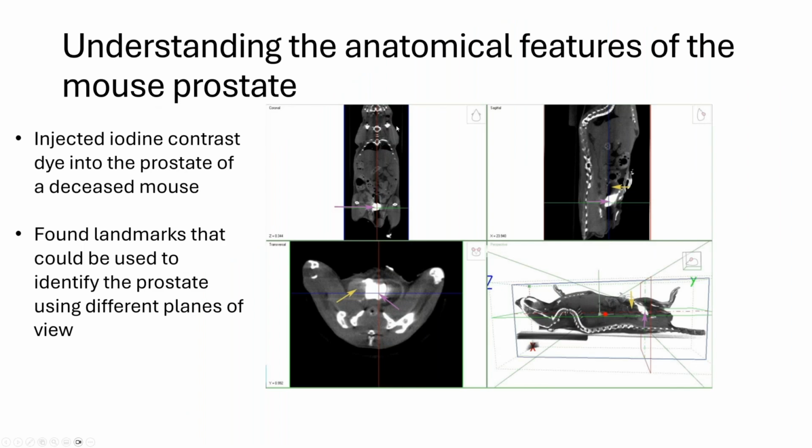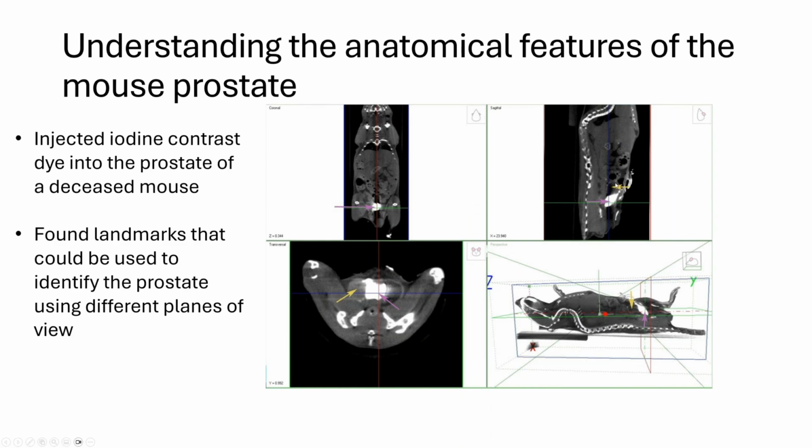So what we did for our first step in this process was we wanted to understand the anatomical features of the mouse prostate. And so we injected a contrast dye, in this case iodine, directly into the prostate of a deceased mouse, so that A, we could get a really good image because the mouse isn't moving, and B, we could take multiple images to really get an idea of where this prostate sits in relation to other landmarks in the animal. And so the purple arrow here is directly at the prostate.